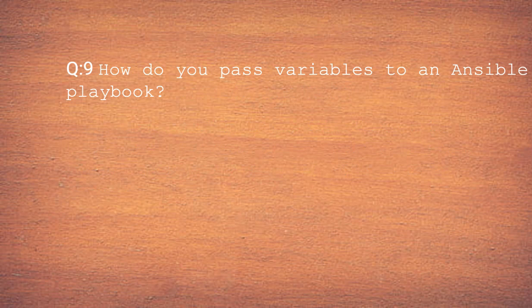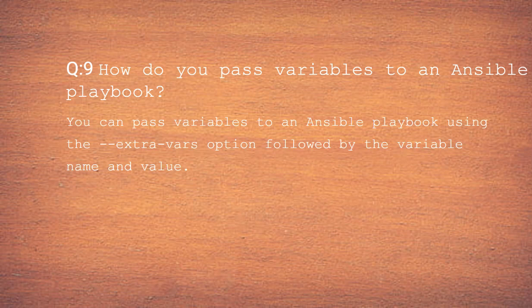Next, how do you pass a variable to an Ansible playbook? We can pass variables to an Ansible playbook by using --extra-vars. Either you mention --extra-vars, or you can simply mention -e and then, in inverted commas, your key equal to its value, your variable equal to its value, and you can pass that.